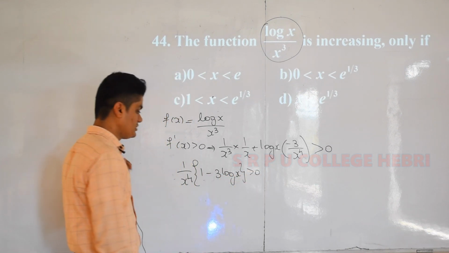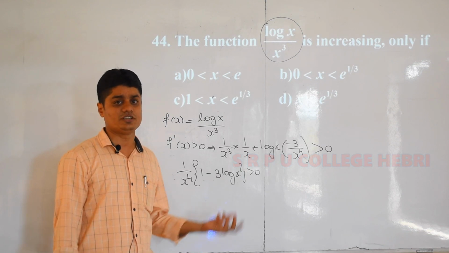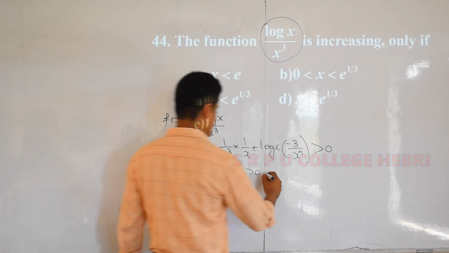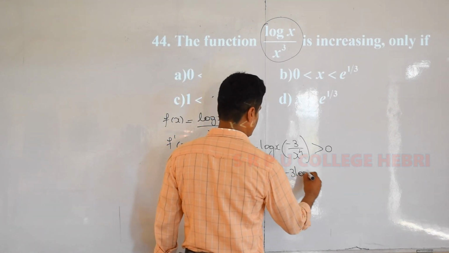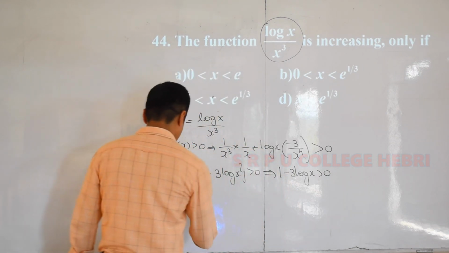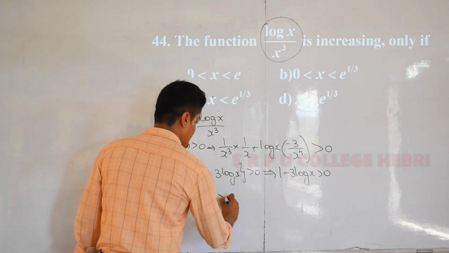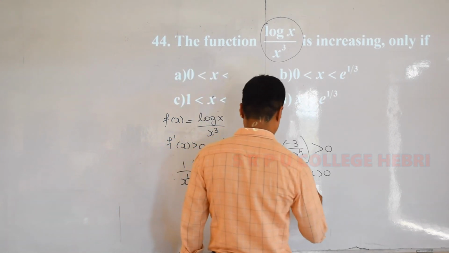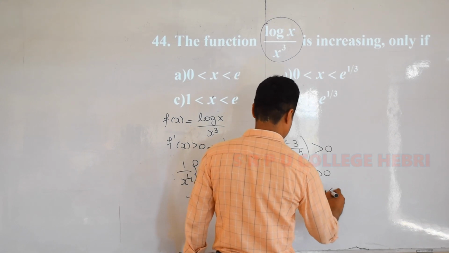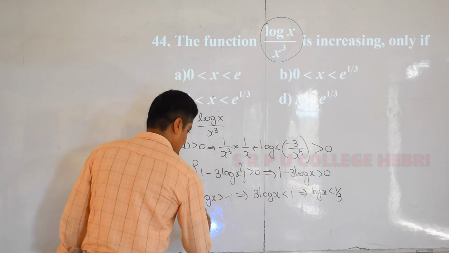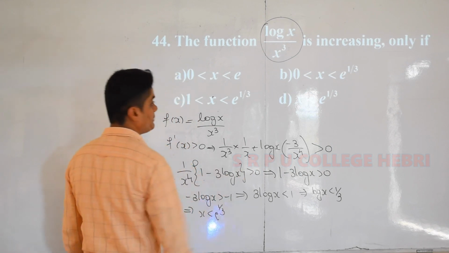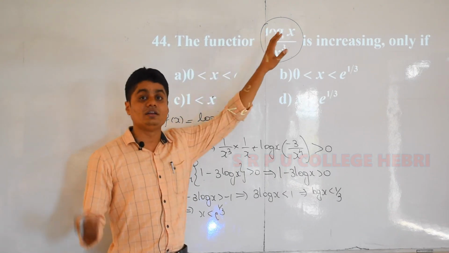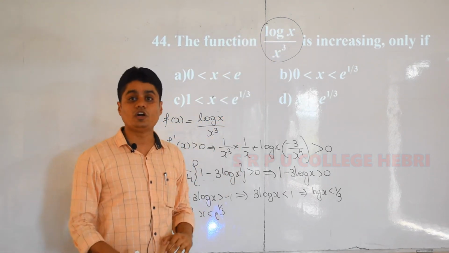See, 1 by x to the power 4 is definitely always greater than 0. There is no value of x where 1 by x to the power 4 is negative. So this implies I can write 1 minus 3 log x must be greater than 0. So minus 3 log x greater than minus 1. This implies 3 log x less than 1. This implies log x is less than 1 by 3. This implies x is less than e to the power 1 by 3. x is less than e to the power 1 by 3, and x is the input for log x. Input of log x cannot be negative.